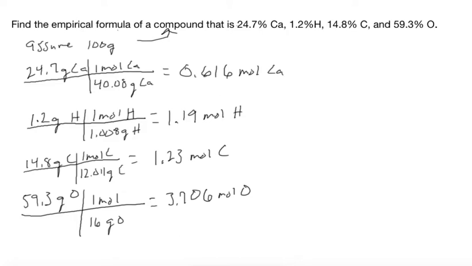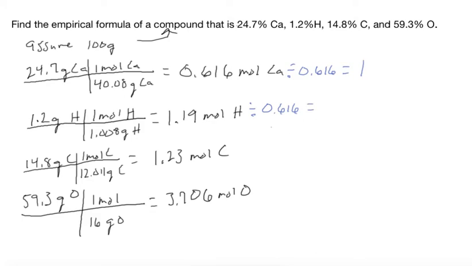Now, because the empirical formula is the lowest whole number ratio of elements in a compound, which is the definition of an empirical formula, I need to get the ratio among these different moles. In order to do that, I need to divide these moles by the smallest number. The smallest number here is 0.616. If I divide 0.616 by 0.616, I'm going to get 1.